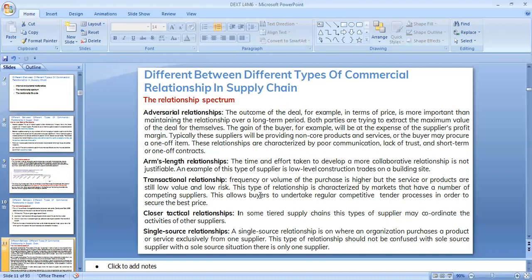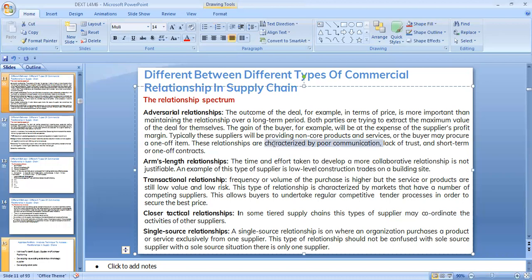Okay, so certain relationships like this are characterized by poor communication. Are you getting what I'm saying? Yes. Lack of trust. Short-term, and the one-off contract is short-term. So you're looking at all this. That's the reason why you are trying to beat the price down, down, down. That is about adversarial. No love for one another.